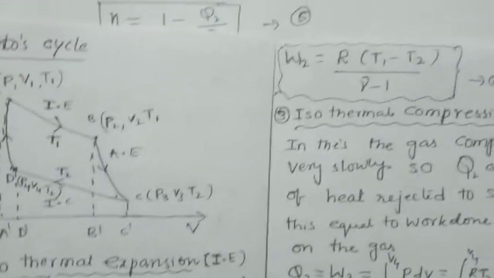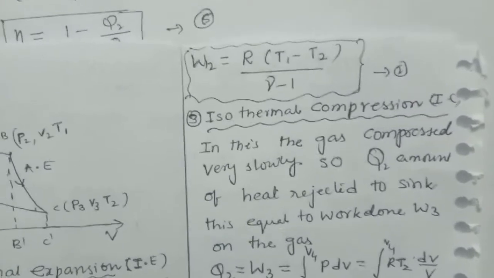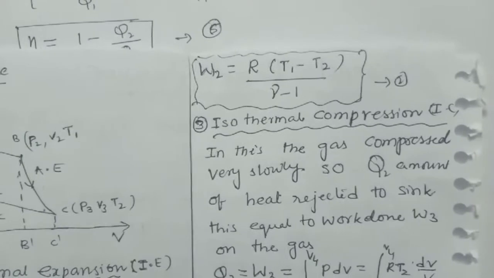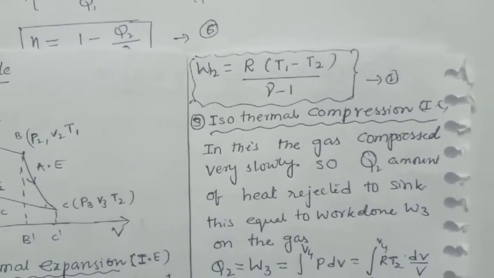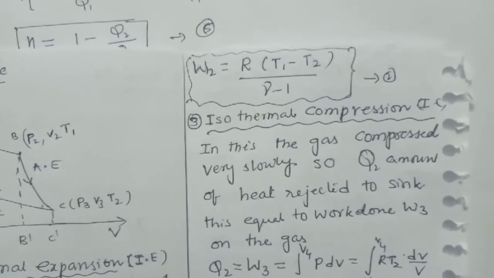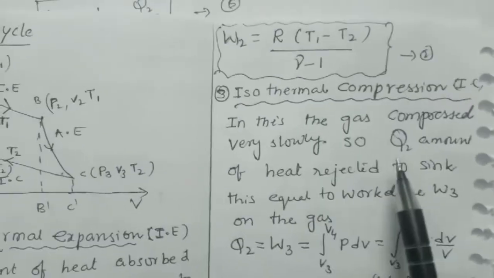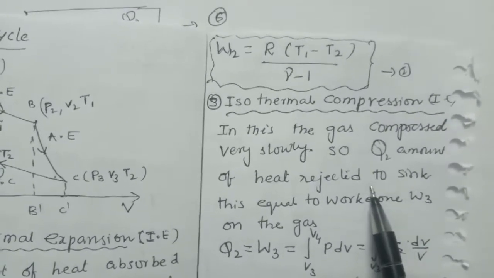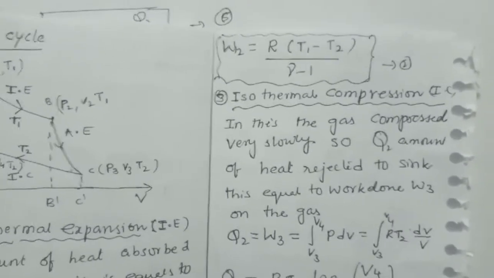So here in this isothermal compression, that is, we are compressing the system, the gas is under compression very slowly, with its temperature remaining constant at T2. So the amount of heat Q2 is rejected from the working substance to the sink. Sink is usually taken as the surroundings. So this Q2 amount of heat is rejected to the sink. This amount of heat is equal to the work done W3, that is, we are working on the system.